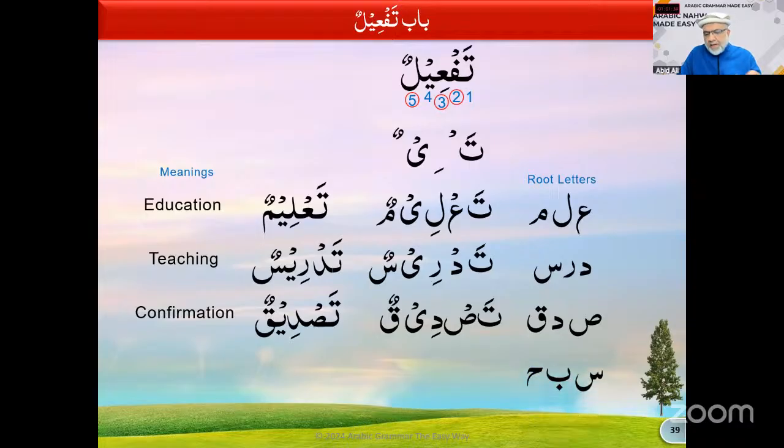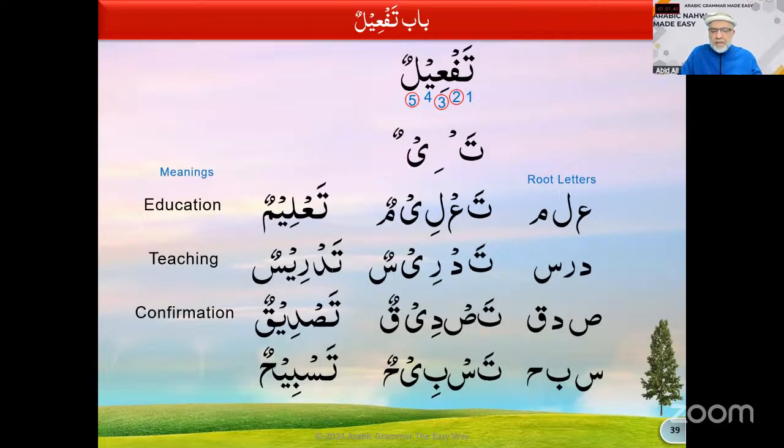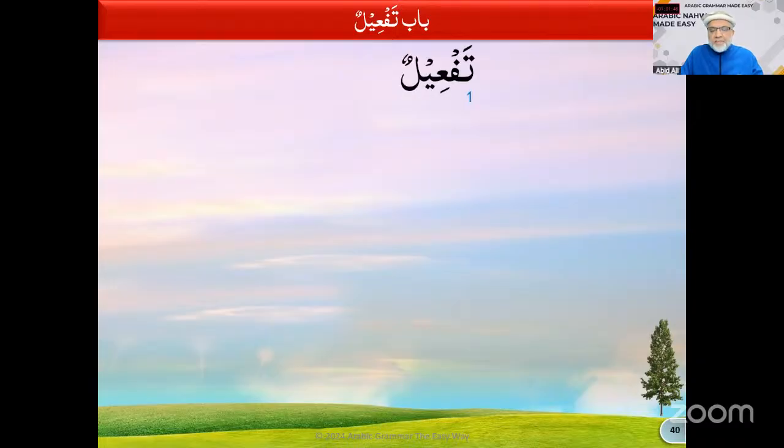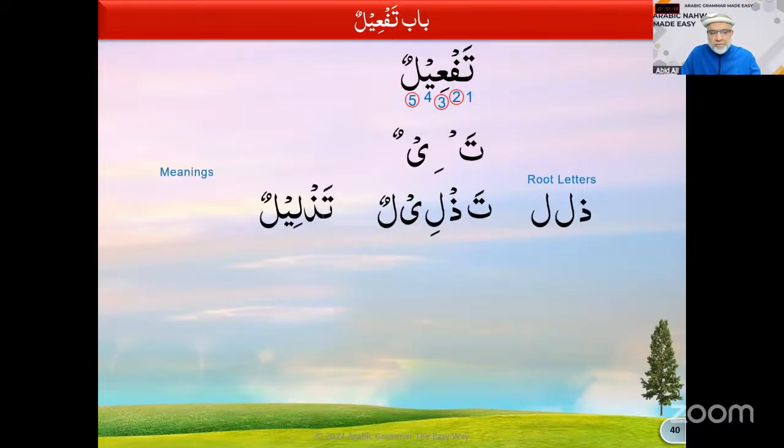Sin, Ba, and Ha, they will become Tasbih. Now, is Tasbih something you do one time or you do it again and again? Again and again, right? Repetition, right? Praise. Then, Bab Tafeel again, if you look at more root words, Zal, Lam, and Lam will be Tazleel, to insult somebody or to put somebody down, right? Humiliation.